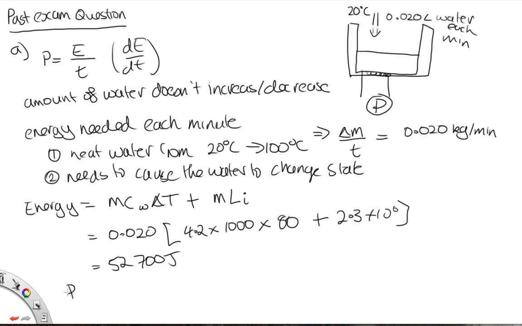So the power is equal to the energy over the time. This is 52,700 over 60 seconds because it's in a minute. The usual unit for power is watts, which is joules per second. So we need to divide by the 60, which gives us 879 watts when we solve it on the calculator, which to 2 significant figures is 880 watts. So that is the answer to part A.